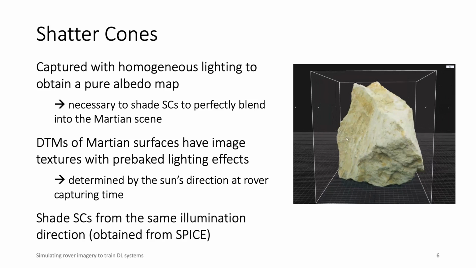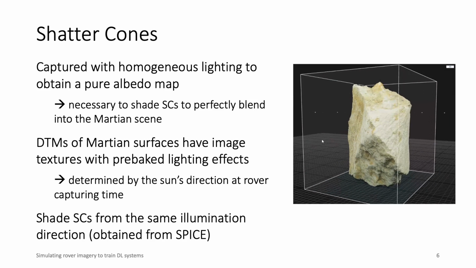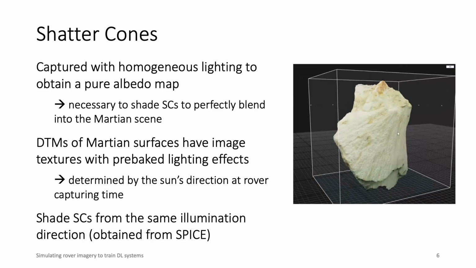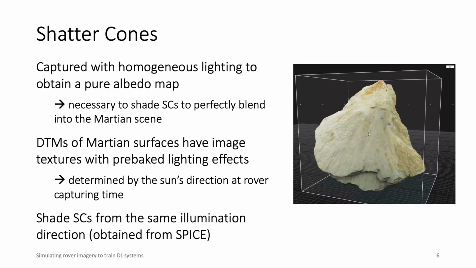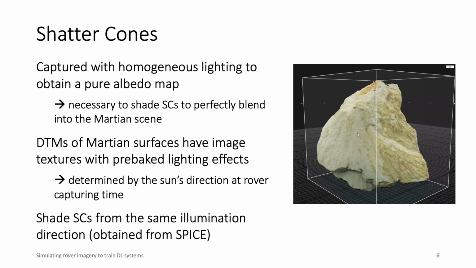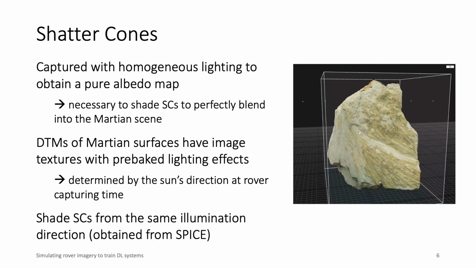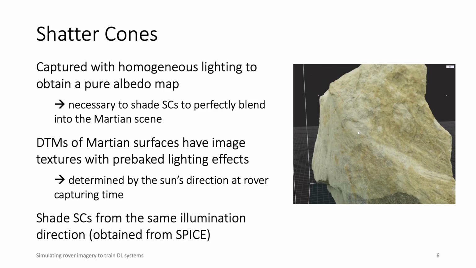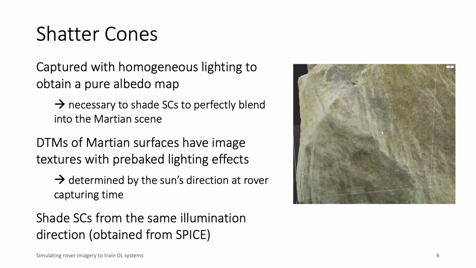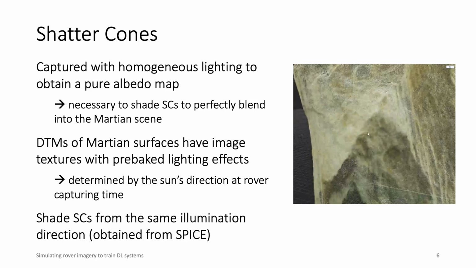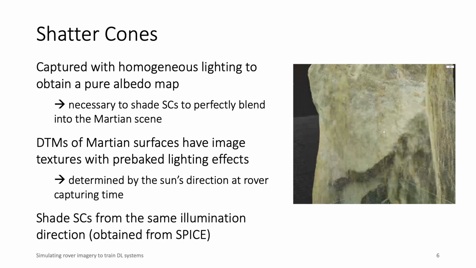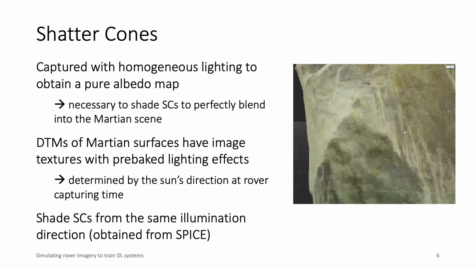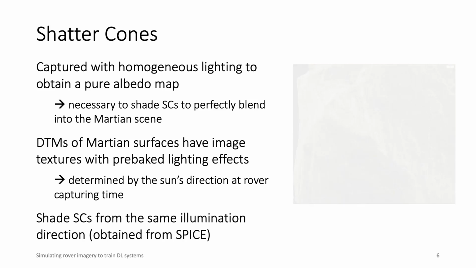The image textures of Martian digital terrain models are derived from rover imagery and have pre-baked lighting effects, such as shading, shadows, and specular highlights. They are determined by the sun's direction at capturing time. We need to shade shatter cones from the same illumination direction to simulate consistent images for training. The illumination direction of the background scene is thereby obtained from SPICE.